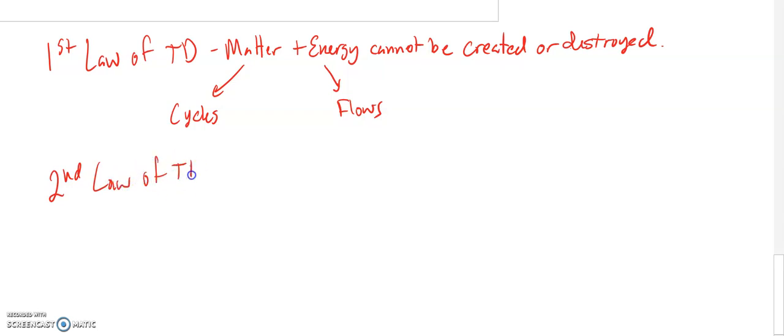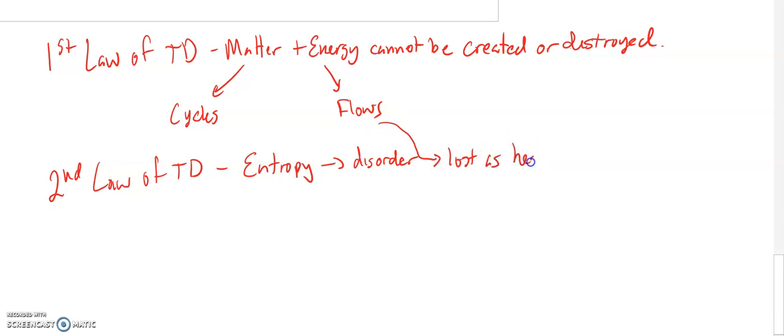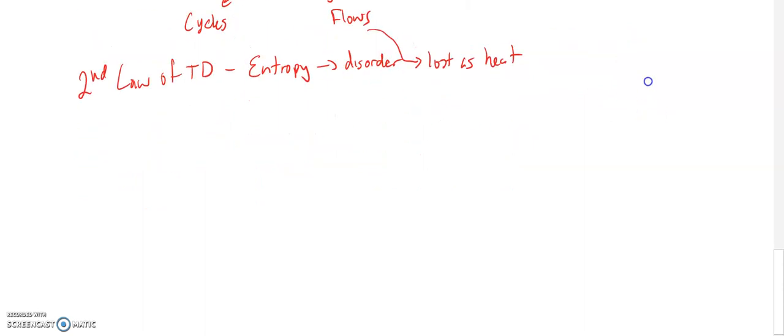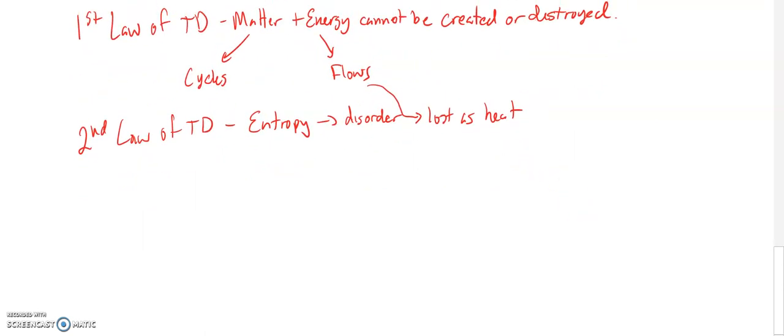law of thermodynamics is the law of entropy, which means disorder. And in this regard, what it shows is that energy gets lost as heat. So we have to keep adding energy into the system to keep things ordered, to keep organisms complex and ordered. We have to keep adding energy to the system. All right, so the first thing that we'll talk about is the cycles part, and then we'll talk about how the energy flows.